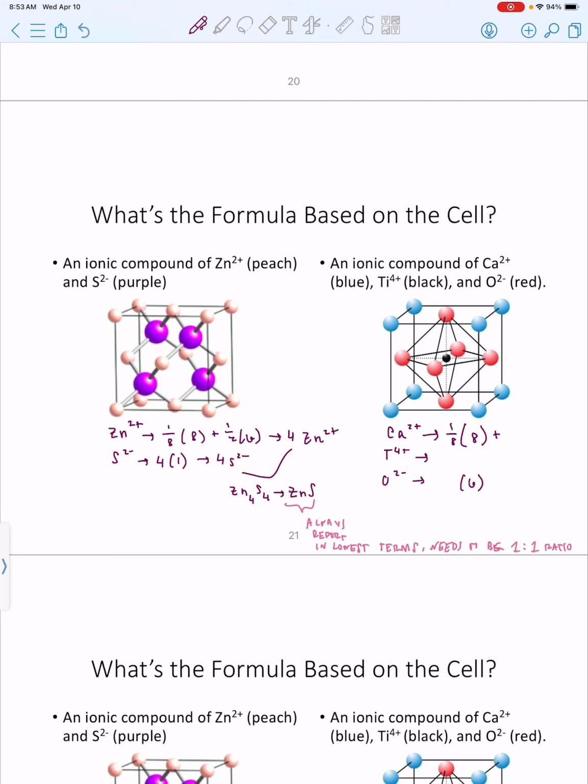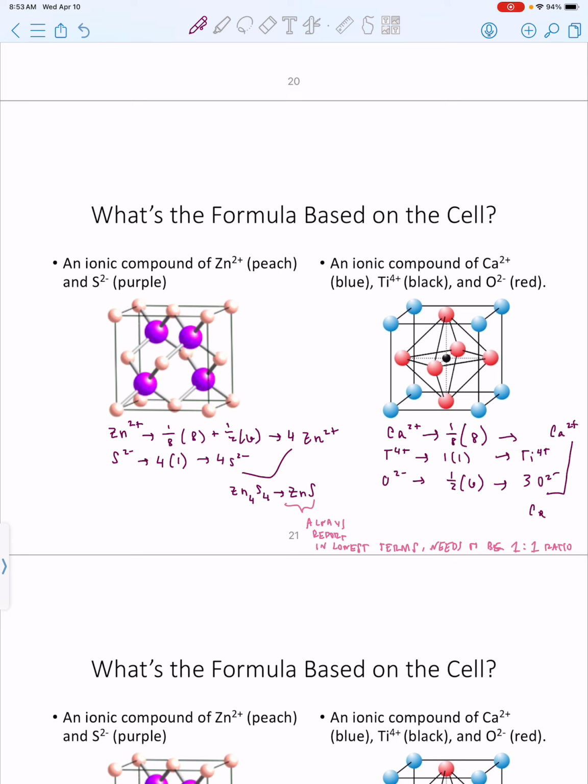What about titanium? The titanium sits in a body center, so how much of that is inside the unit cell? 1. So I have 1 ion that's completely inside the cell. So I have 1 of those. Where are my oxygens? They're on face centers, right? So if they're on face centers, they count how much apiece? 1/2. How many are there? Calcium 1, titanium 1, 3 oxygens. Calcium titanate.